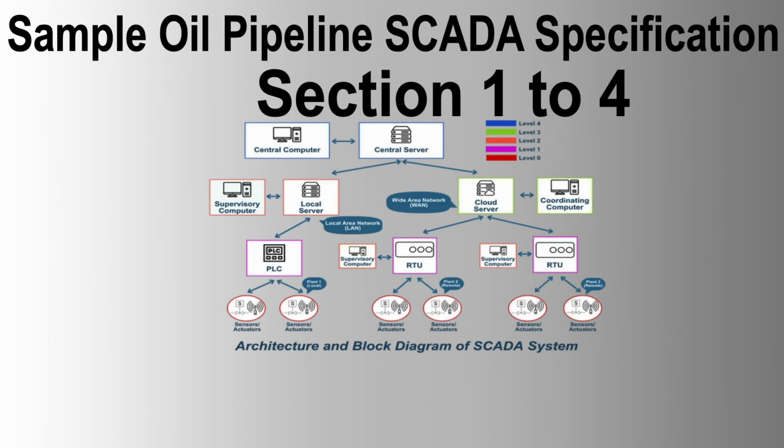4.7 I/O Points. The system shall support a comprehensive range of I/O points, including analog and digital inputs and outputs. The I/O points shall be configured to monitor and control various aspects of the pipeline and associated equipment.